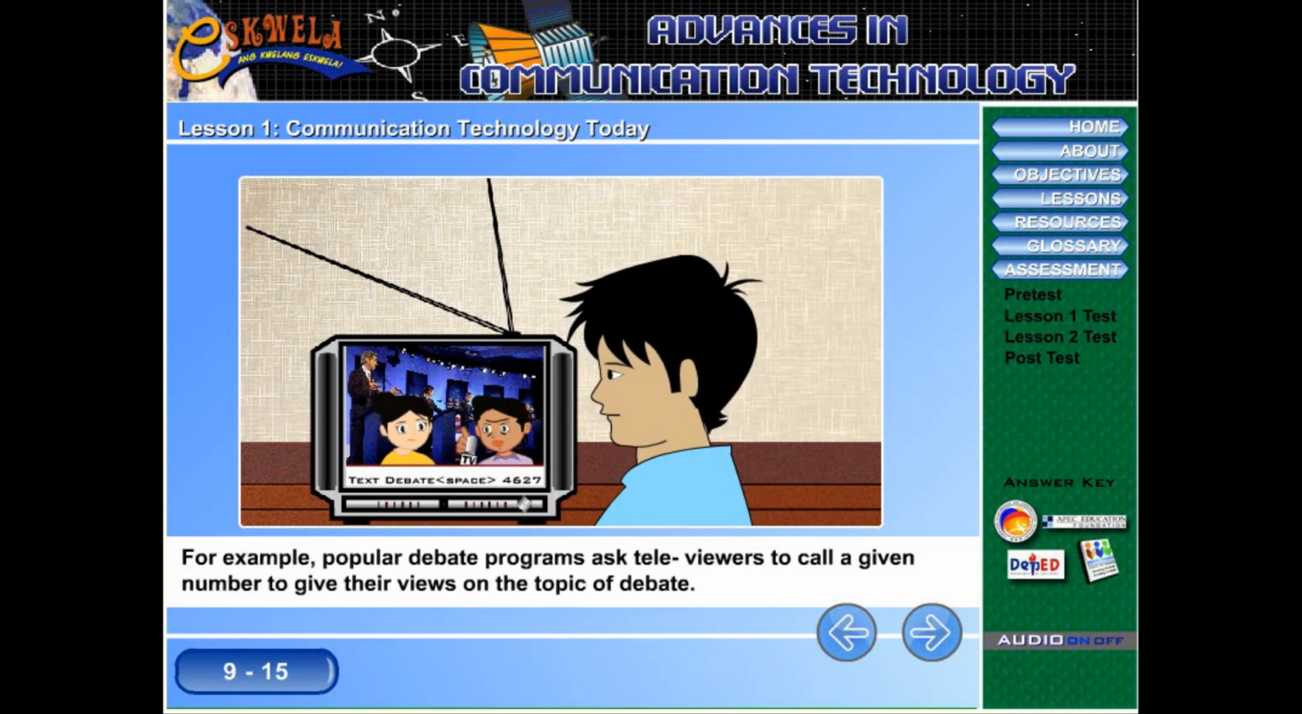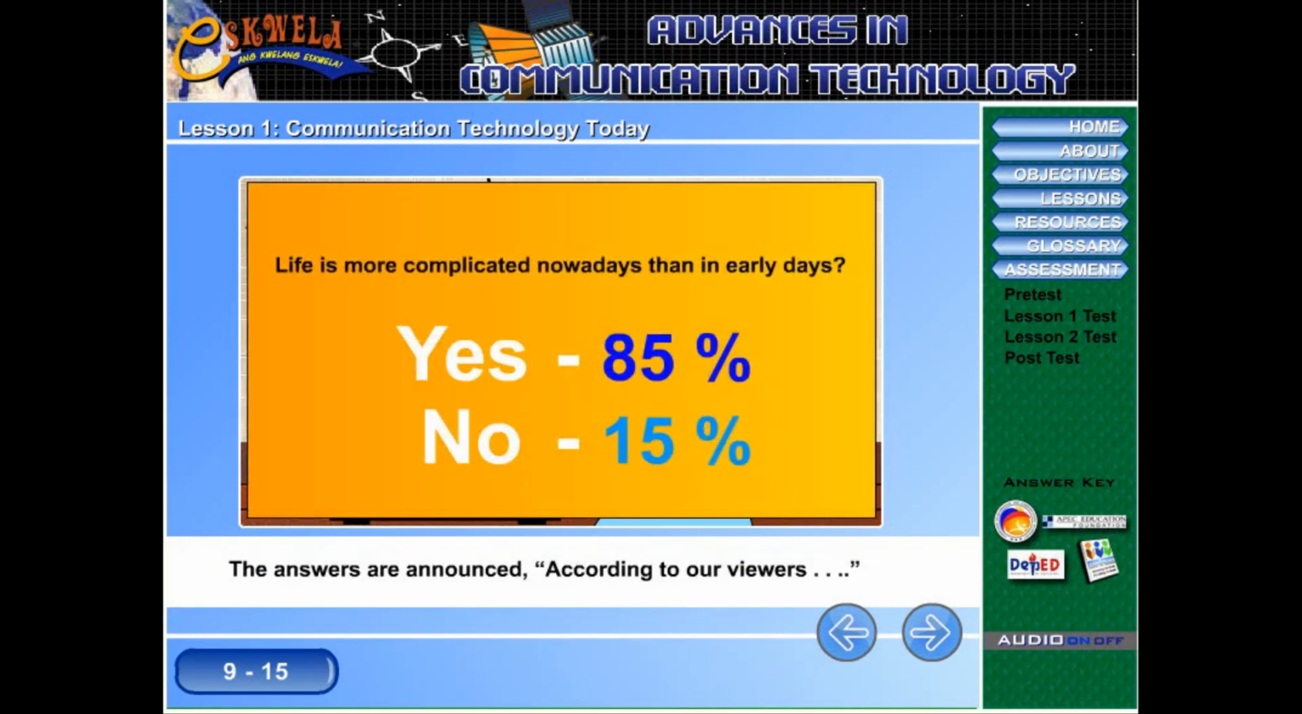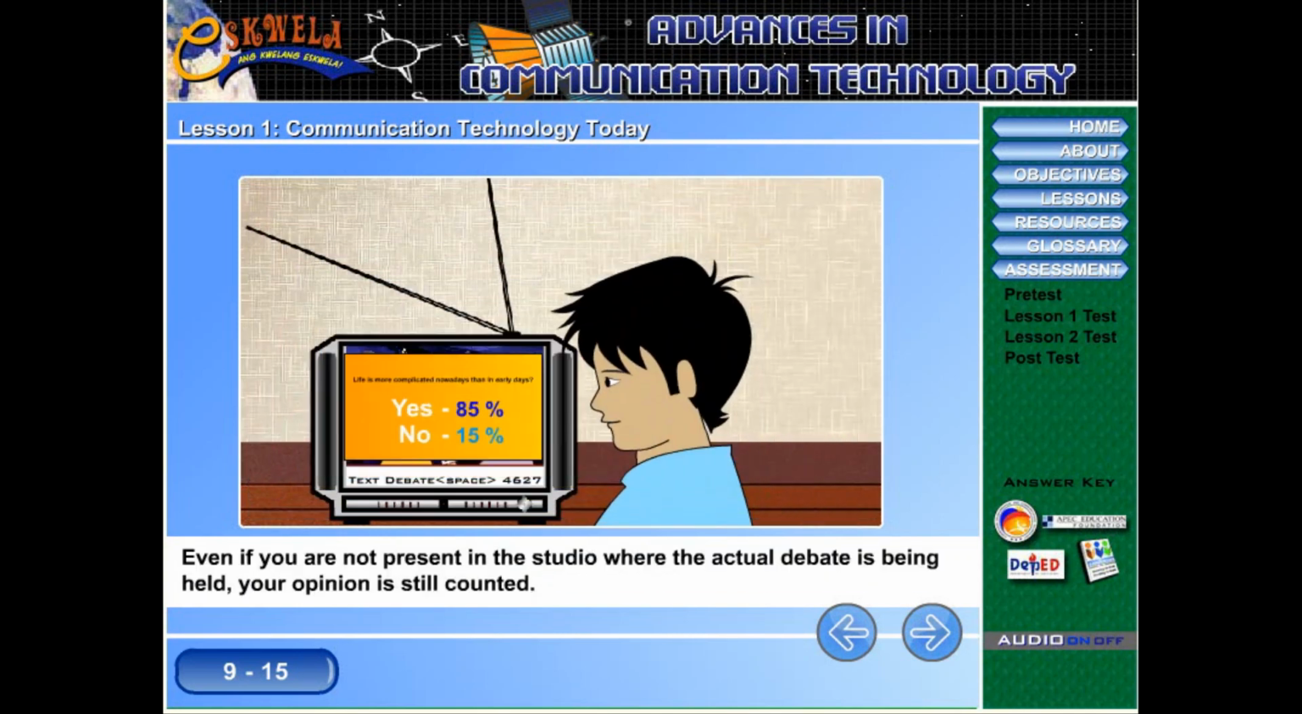For example, popular debate programs ask televiewers to call a given number to give their views on the topic of debate. They ask the viewers if they agree or disagree with a certain statement. At the end of the program, the answers are tabulated. The answers are announced. According to our viewers, even if you are not present in the studio where the actual debate is being held, your opinion is still counted.